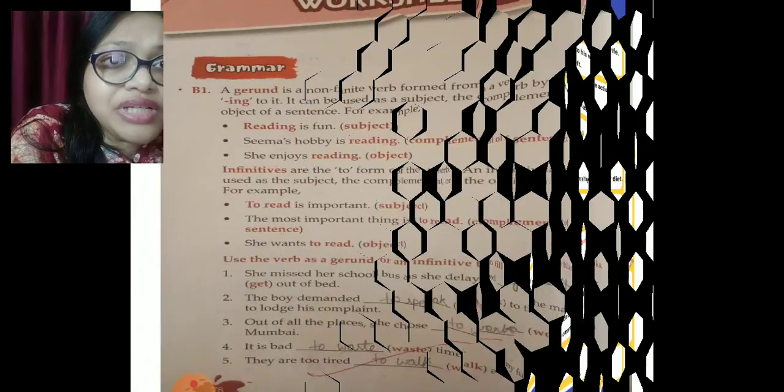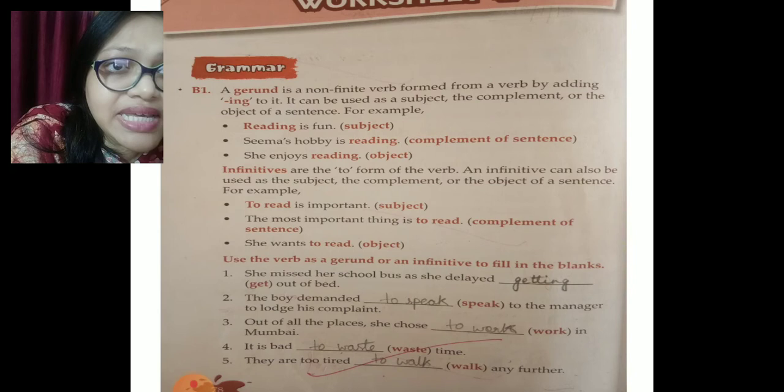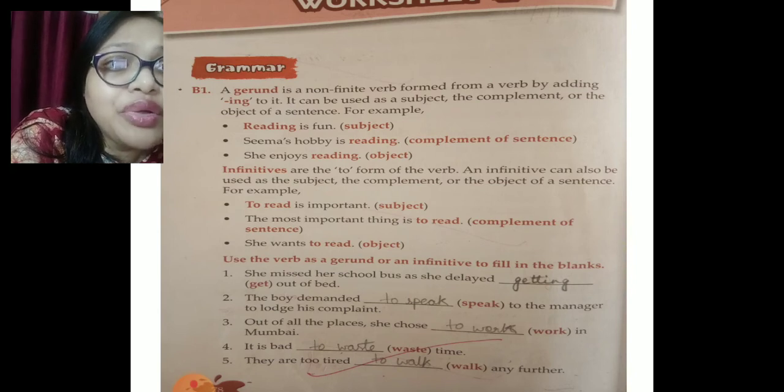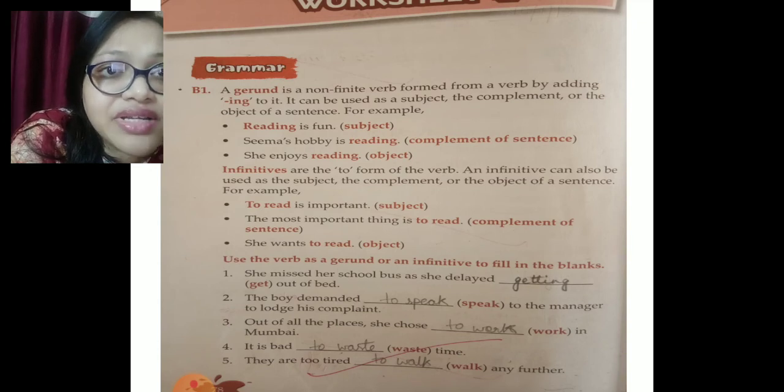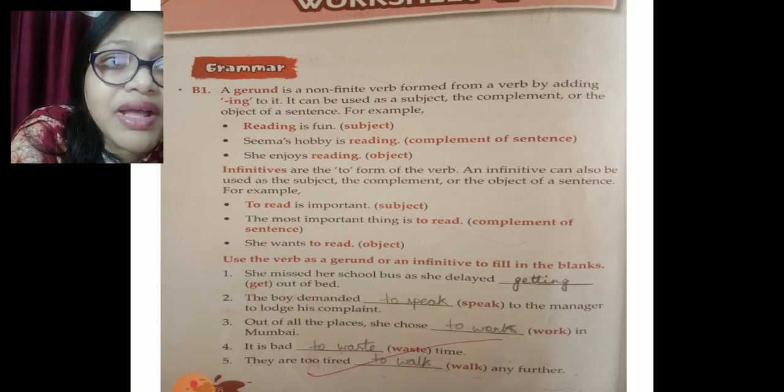Now, children, we will get back to your workbook. See, here you have to use the verb as a gerund or an infinitive to fill in the blanks. So, as we have already learned what a gerund and infinitive are, it will be easier for us. We must remember gerund is a non-finite verb formed by adding ing to the root verb.